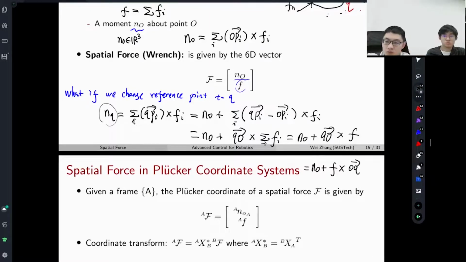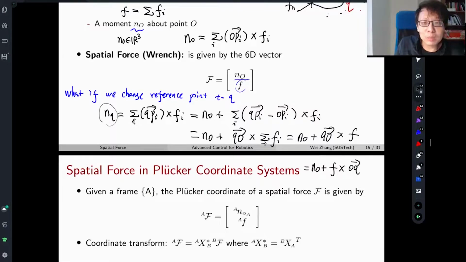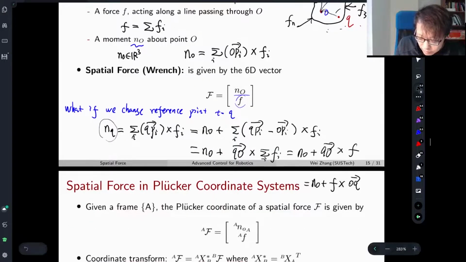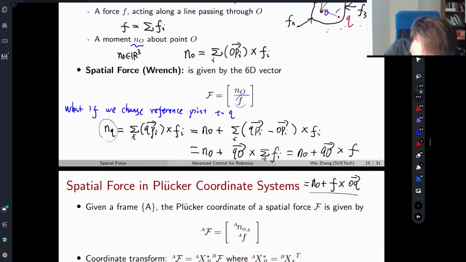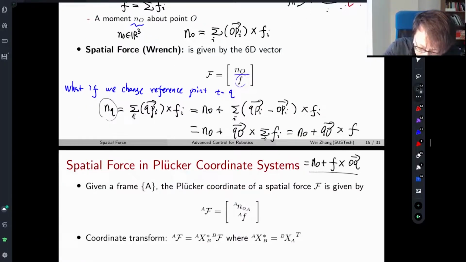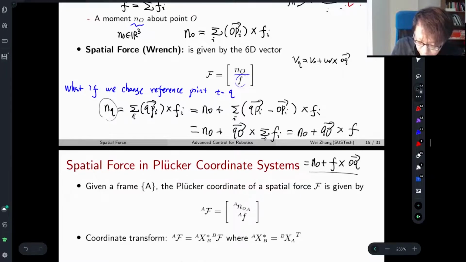Okay, because A cross B equals negative B cross A, and the vector I flip the sign, then I got this as well. So this is also true. I'm not sure whether you can recognize this. In this case, you remember that V_Q equals V_O plus omega cross OQ, right? So that's exactly F playing the role of omega, and N_O plays the role of V_O.